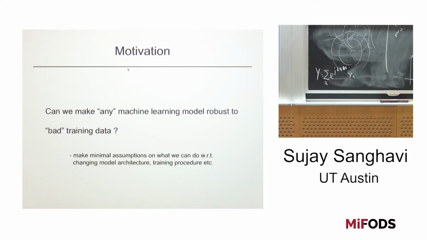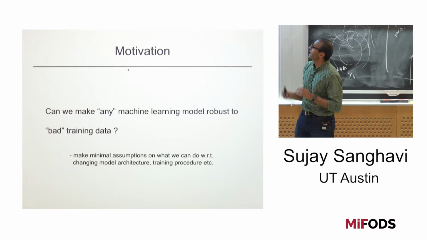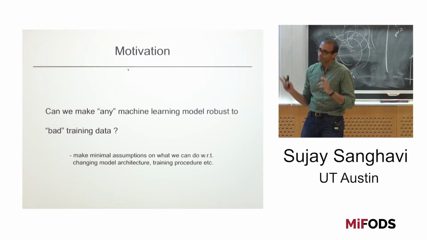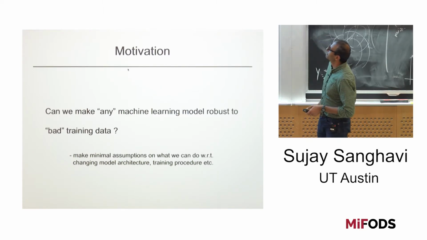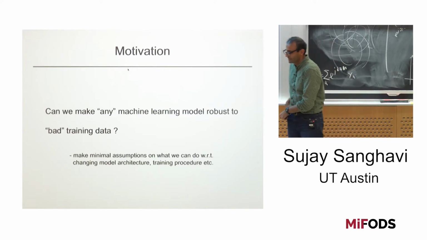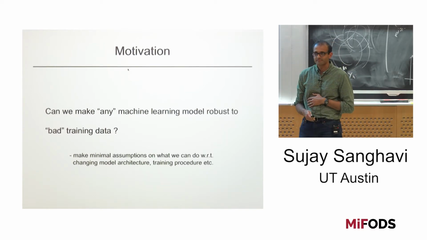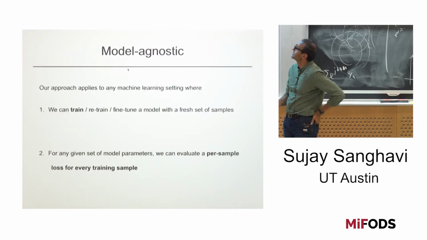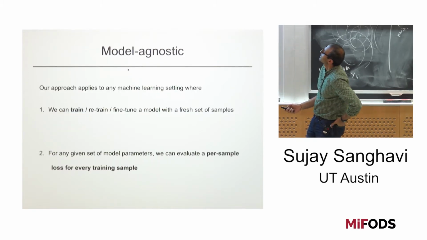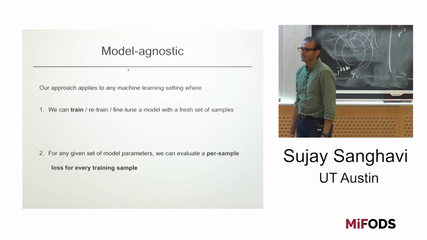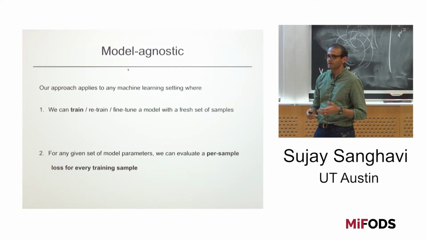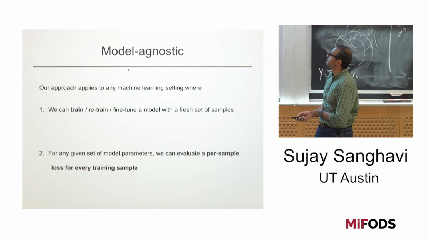So can we make any machine learning model robust to bad training data? That's the motivation, by making minimal assumptions on what we can do. We call this model agnostic. You want to get robustness for a pretty broad class of models. So what is this class?